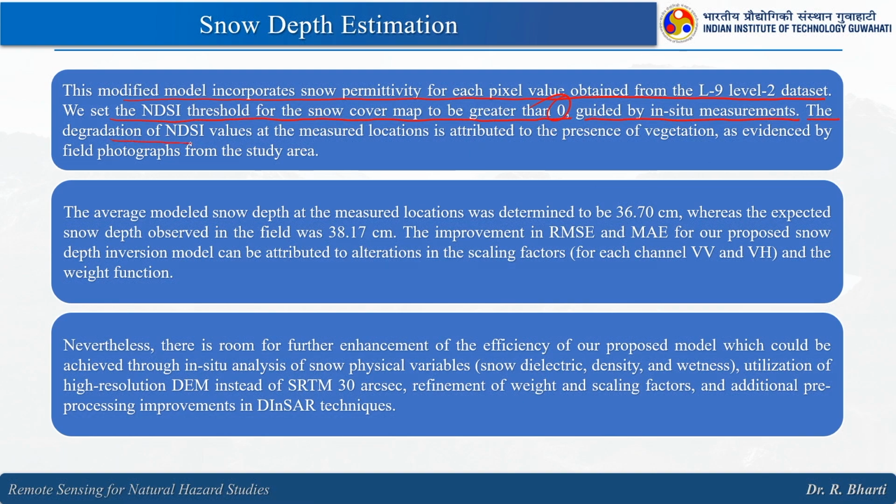The degradation of the NDSI value at the measured location is attributed to the presence of vegetation as evidenced by the field photograph from the study area. The average modeled snow depth at the measured location was determined to be 36.70 centimeter, whereas the expected snow depth observed in the field was 38.17. So, the improvement in RMSE and MAE for our proposed snow depth inversion model can be attributed to alteration in the scaling factor for each of VV and VH, because we are talking about the Sentinel-1 data, and the weight function.